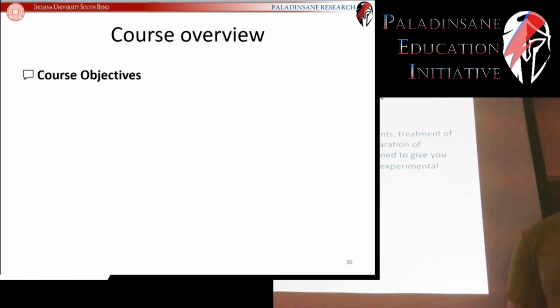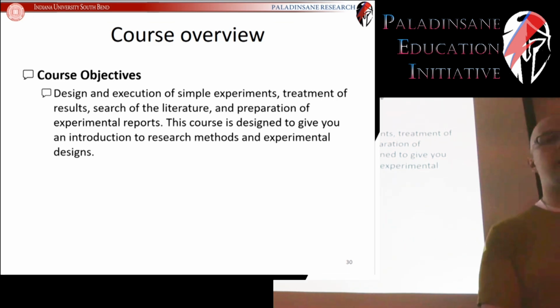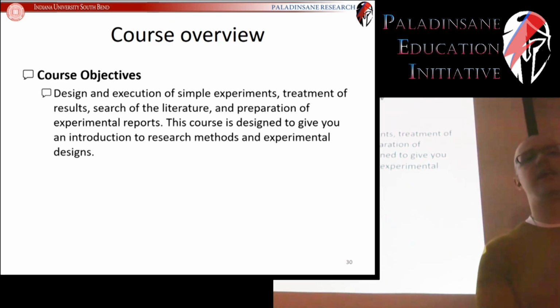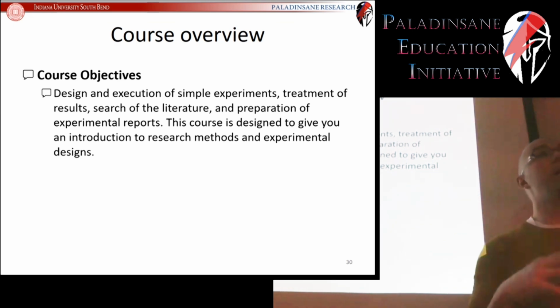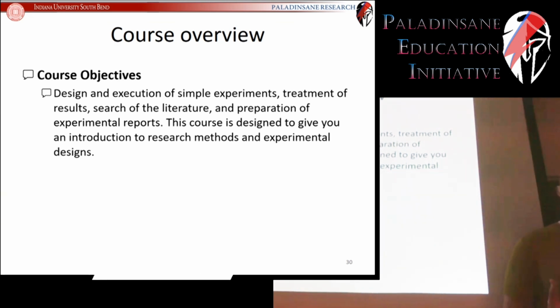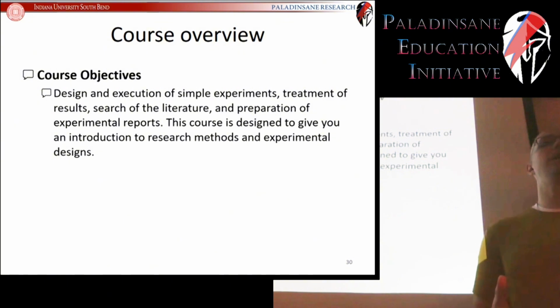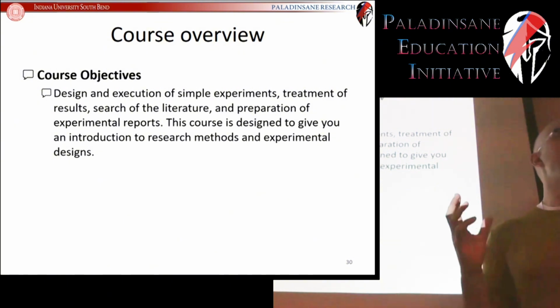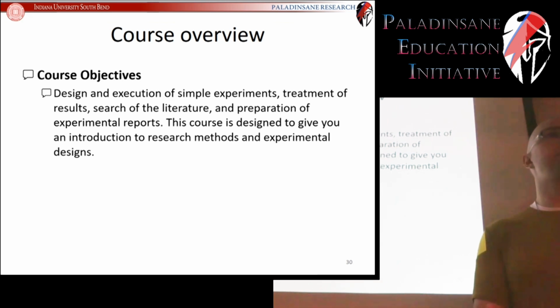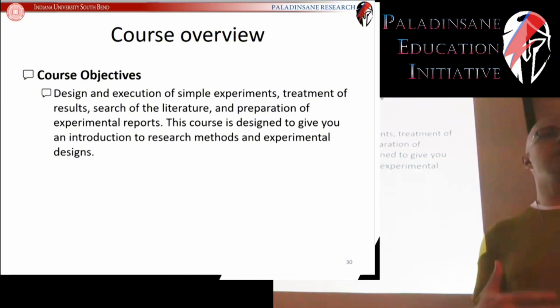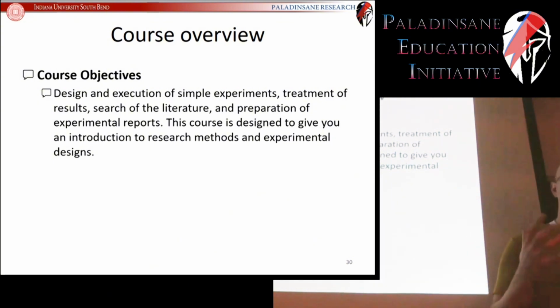All right, so course objectives. This is where you're basically going to learn how to design and execute experiments in psychology, how to search the literature, how to prepare an experimental report, how to read experimental reports. So this really is an important component of your psychology education, because almost all psychology comes from experiments that discover how your mind works. So in order to advance psychology, you need to know these experimental techniques in order to add to the body of knowledge of psychology.